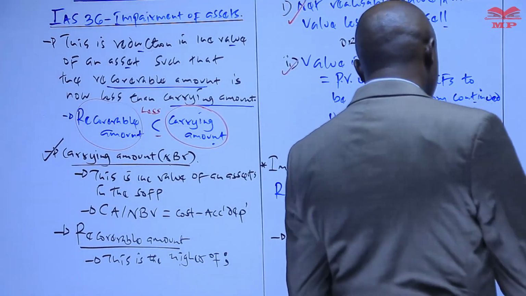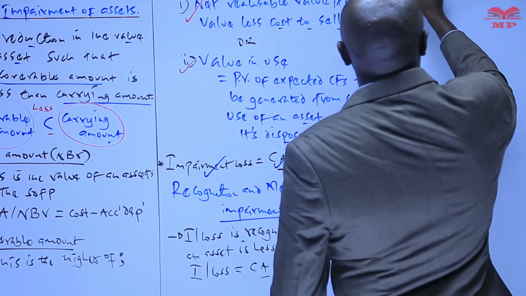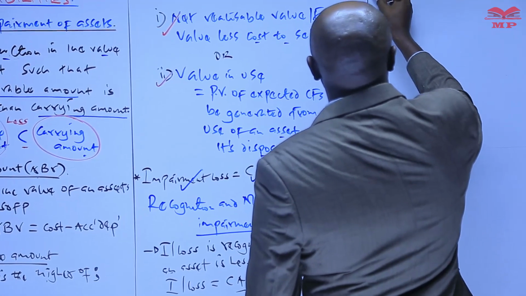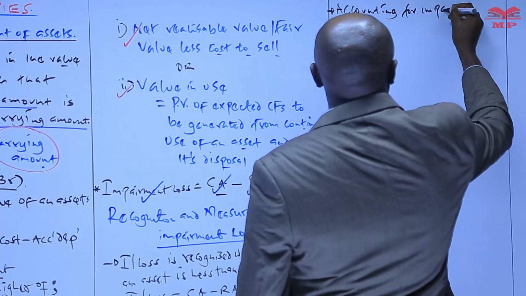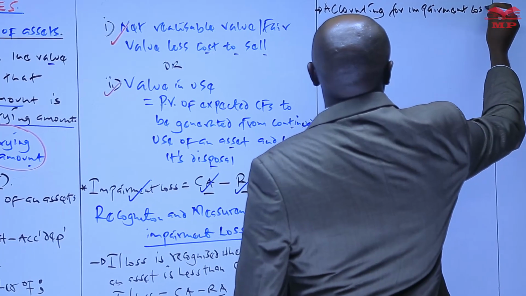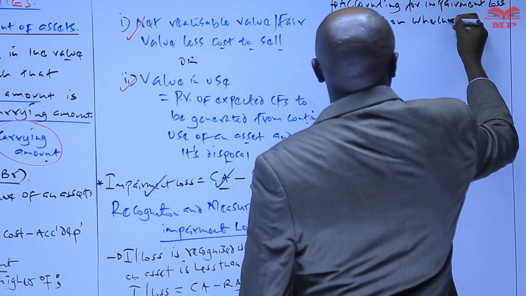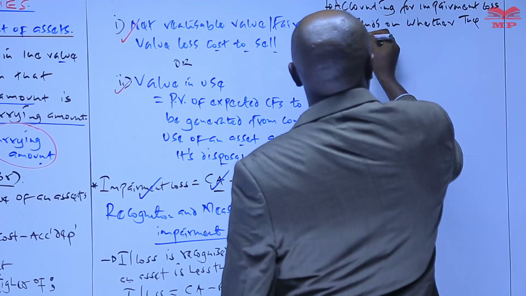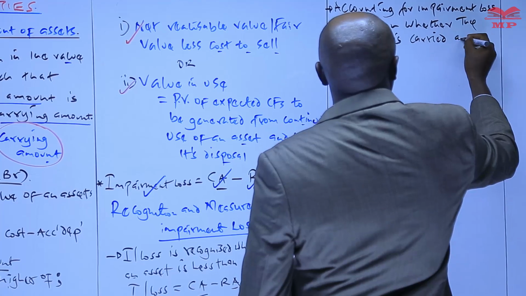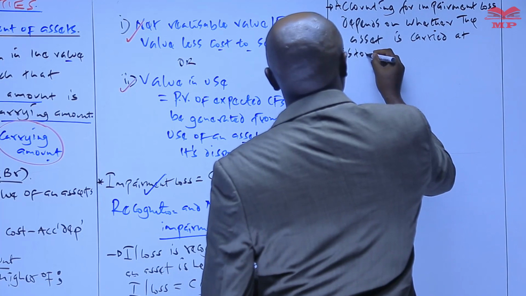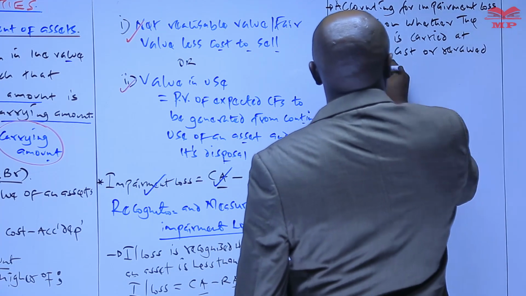So therefore, here we can say that accounting for impairment loss depends on whether the asset is carried at historical cost or the revalued amount.